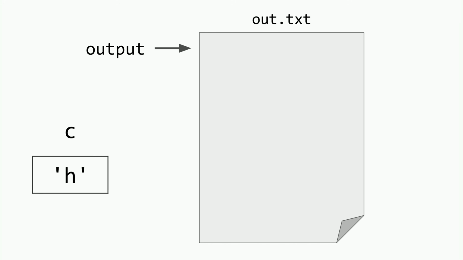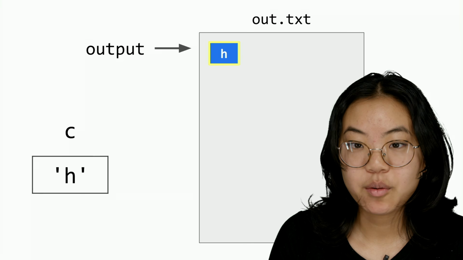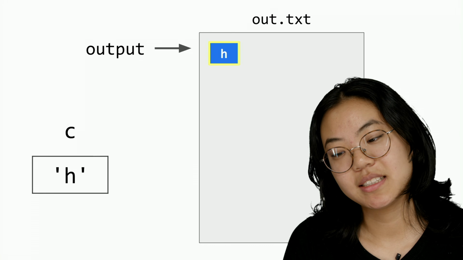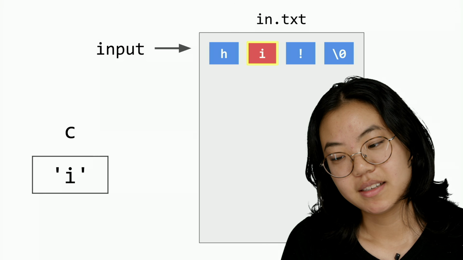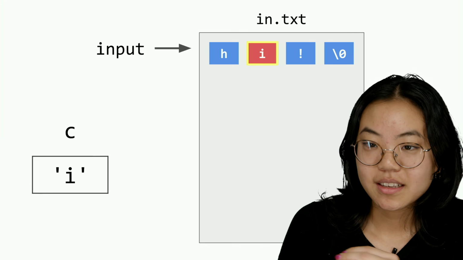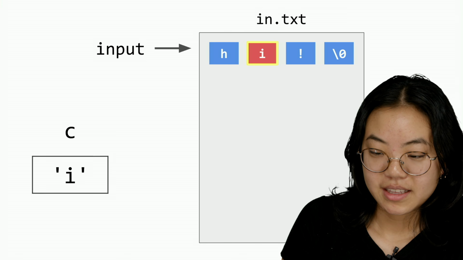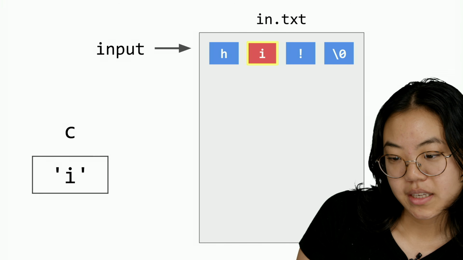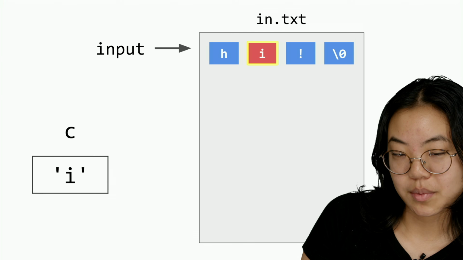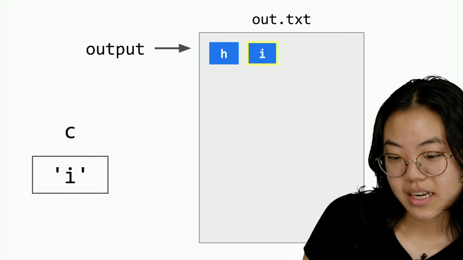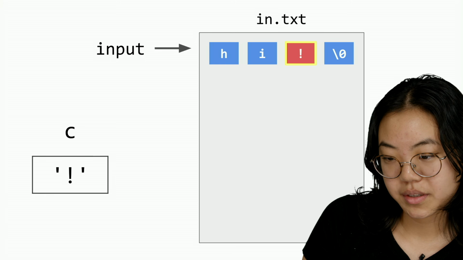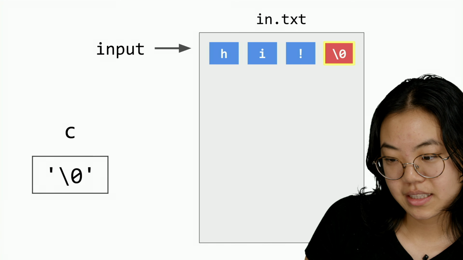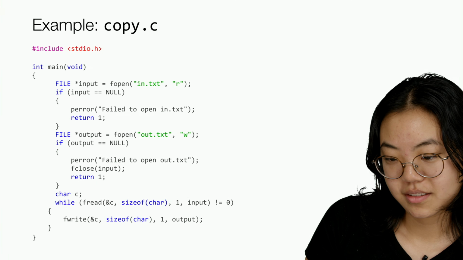Okay, so in practice we see once I have this C that has been read to, then I can output it in this out.txt file. And so this is going to continue again and again. We have the input reading into C, which is our buffer, and then writing from our buffer to output. So on and so forth until we reach the null character.